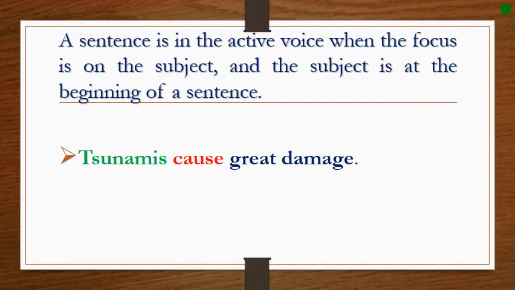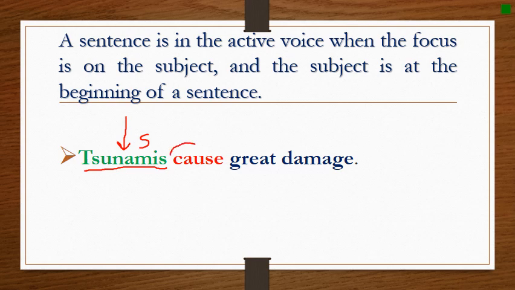A sentence is in the active voice when the focus is on the subject, and the subject is at the beginning of a sentence, just as you see here. Subject, by subject we mean who or what we're talking about in the sentence, our focus. Tsunamis cause great damage. What am I talking about here? Tsunamis, so this is our subject.